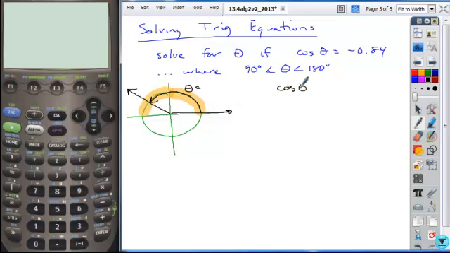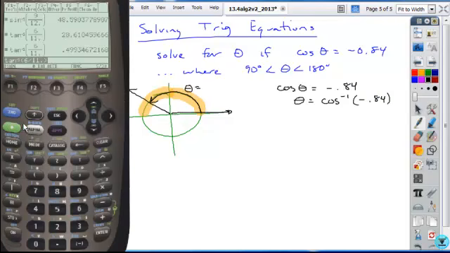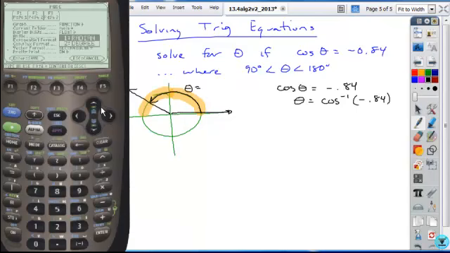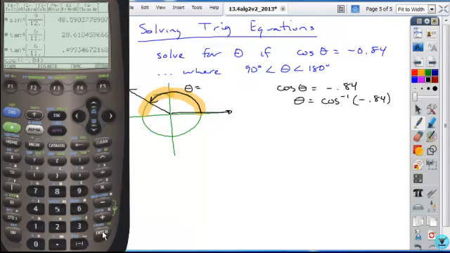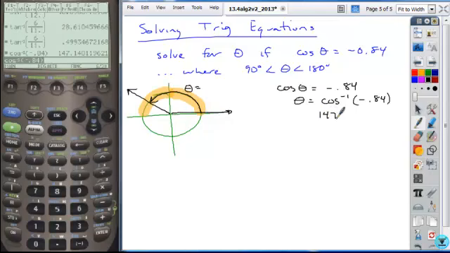So if I know that the cosine of theta is negative 0.84, that means the angle itself can be calculated using the inverse cosine. When I do the calculation for the inverse cosine of negative 0.84, I want to turn it into degree mode because I'm working in degrees here. And I get my answer to be 147.14 degrees. Is that consistent with what we would expect here? Yeah, it fits between this set of information.